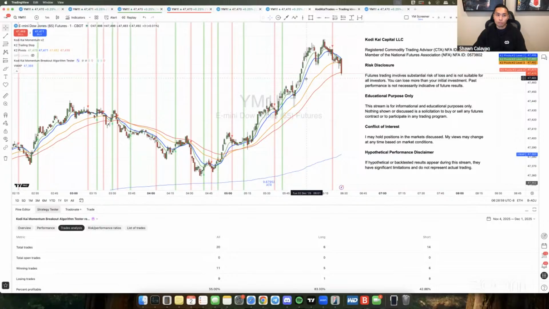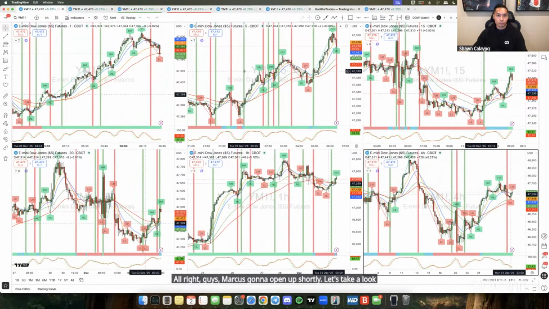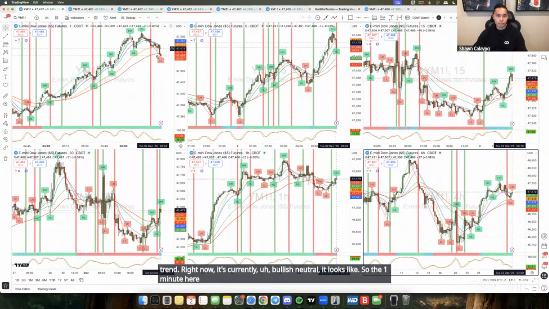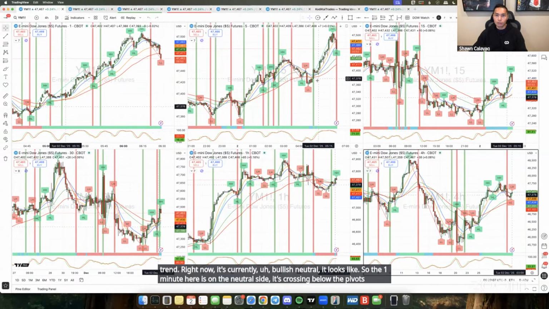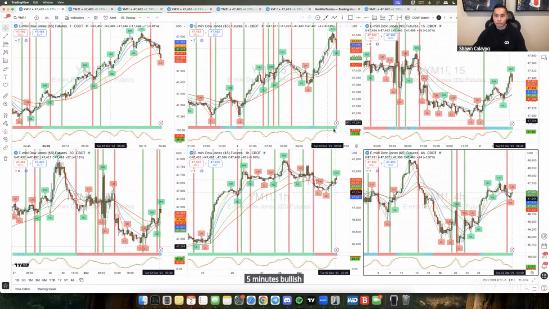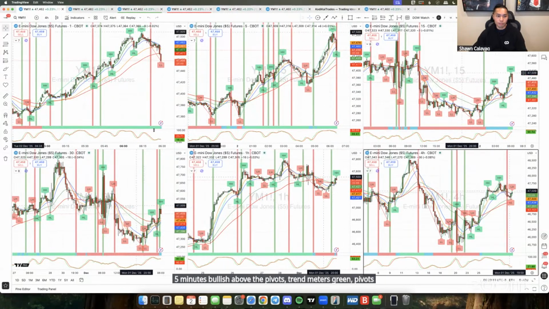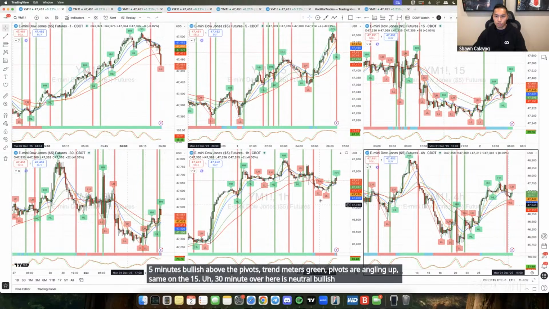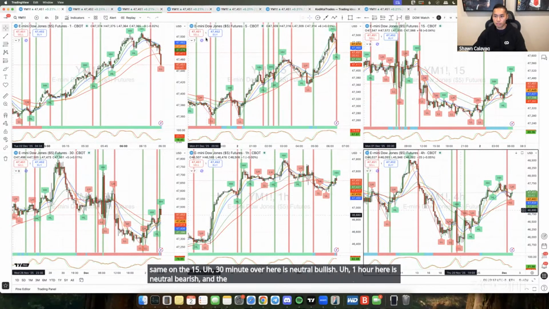All right, guys, market's gonna open up shortly. Let's take a look at the overall trend. Right now, it's currently bullish neutral, it looks like. The 1 minute here is on the neutral side, crossing below the pivots. Trend meter's blue. 5 minutes bullish above the pivots, trend meter's green, pivots are angling up. Same on the 15. 30 minute over here is neutral bullish. 1 hour here is neutral bearish, and the 4 hour is bullish.